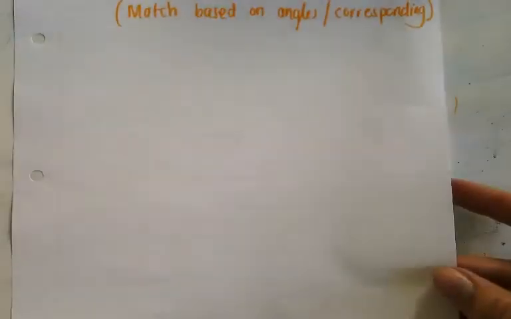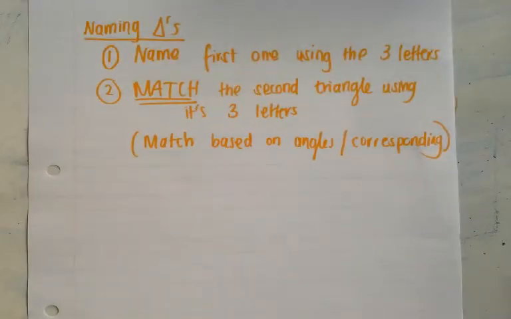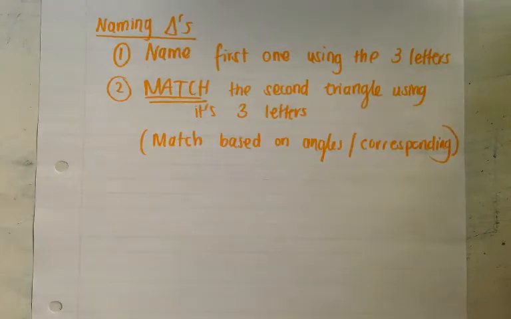And then we were busy writing our note on naming triangles. Name the first one using the three letters, match the second triangle and its three letters based on the angles that are corresponding. So let's do a quick recap of everything that we wrote yesterday, and then we will start practicing the proofs.